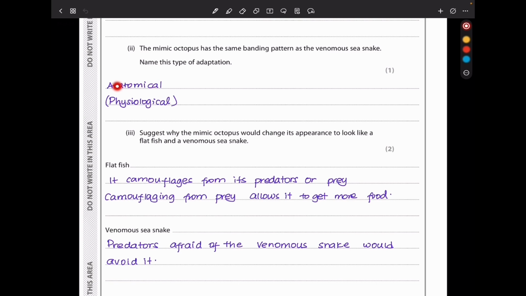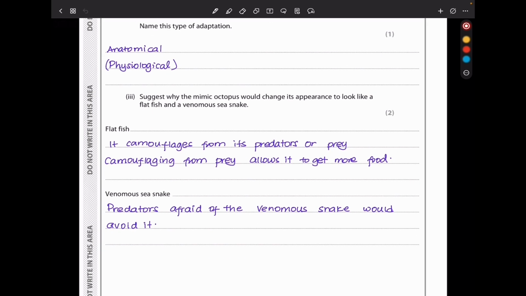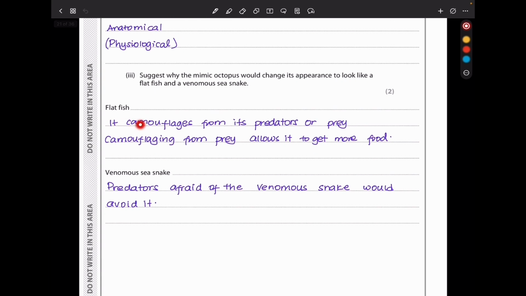This is going to be anatomical because it's structure, but you could also think it's physiological because there could be reactions going on in the inside of the octopus that lead to these observable changes. So it could also be physiological. Next they say suggest why the mimic octopus would change its appearance to look like a flatfish and a venomous sea snake. If it looks like a flatfish, it can camouflage from its predators or prey, because camouflaging from prey allows it to get more food. Camouflaging like a venomous sea snake, many organisms are afraid of it, they will avoid it.